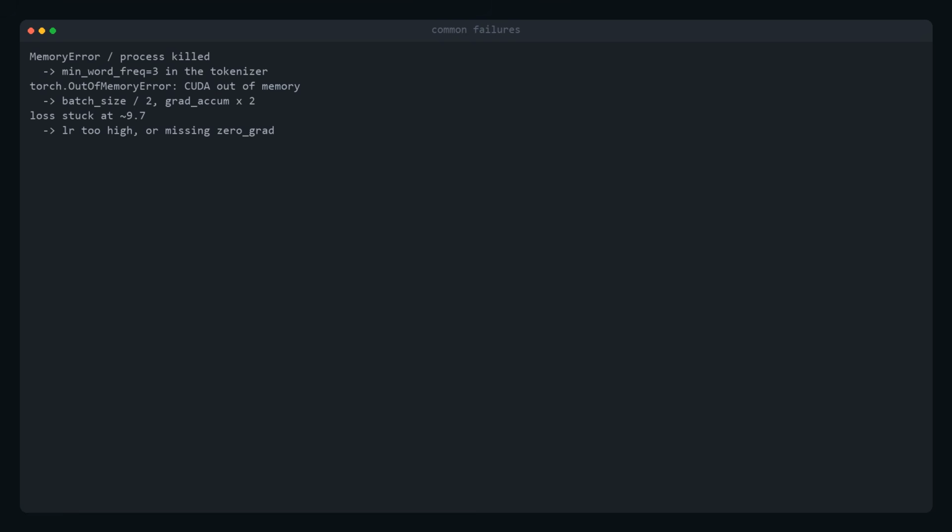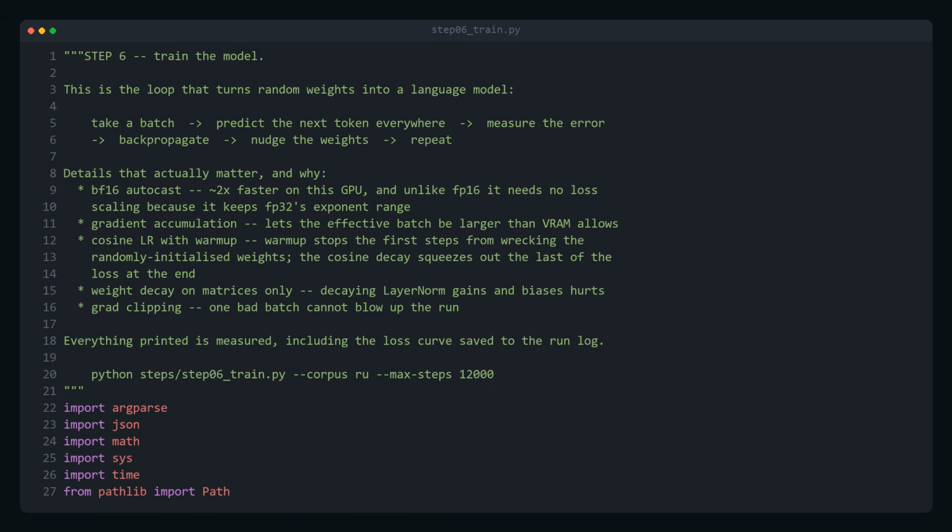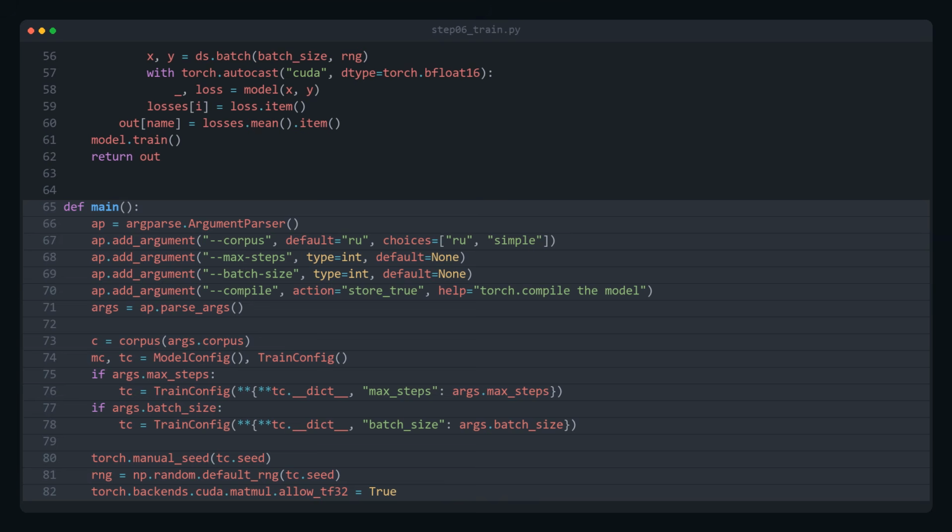The second common problem is running out of video memory. The cure is not a smaller model but a smaller batch together with more gradient accumulation. The effective batch stays the same while peak memory drops. Third, the loss does not fall at all. Almost always that is either too large a learning rate or a forgotten gradient reset. 1 minute with the overfit a single batch test tells you which.